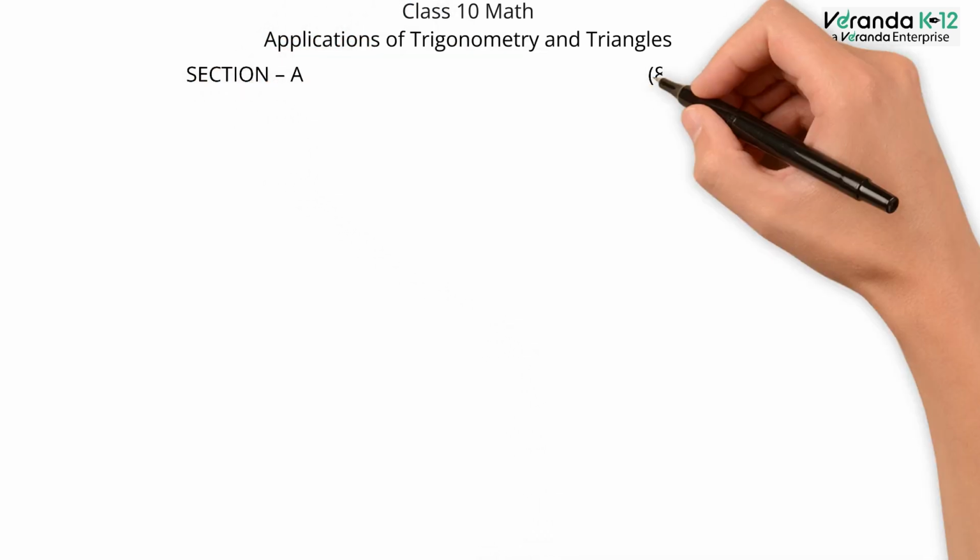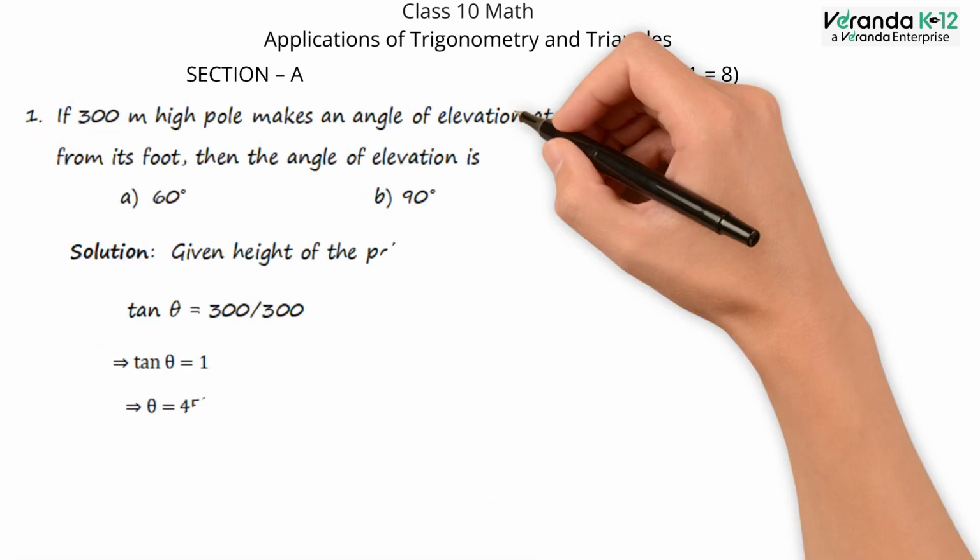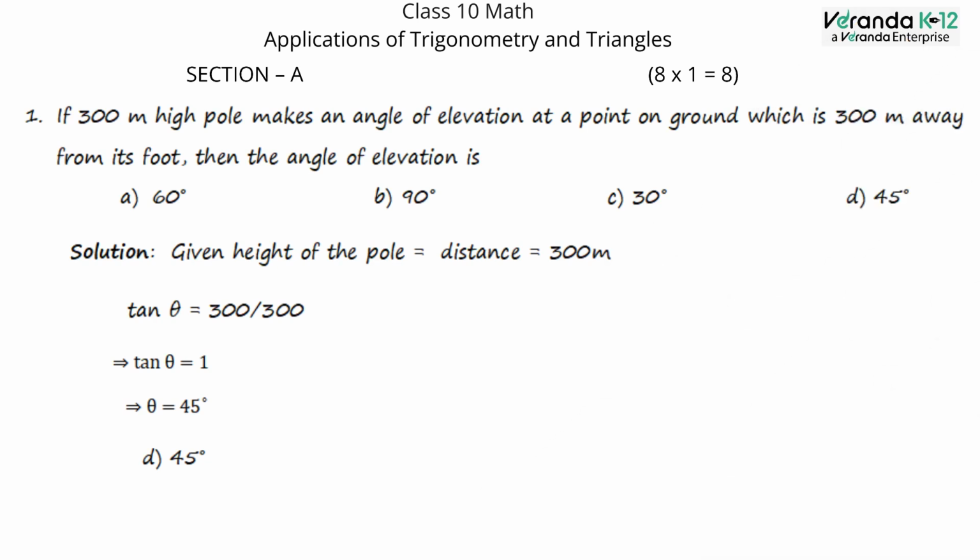Hello students, let us discuss a few questions and their solutions from the chapters Triangles and Application of Trigonometry from grade 10. Question number 1. If a 300-meter high pole makes an angle of elevation at a point on the ground which is 300 meter away from its foot, then the angle of elevation is. Options given are A 60 degree, B 90 degree, C 30 degree, D 45 degree.